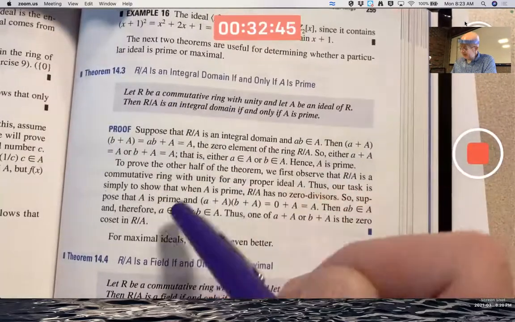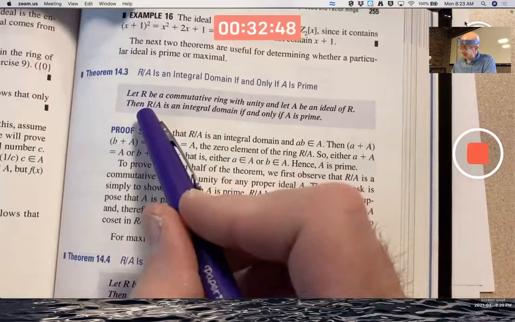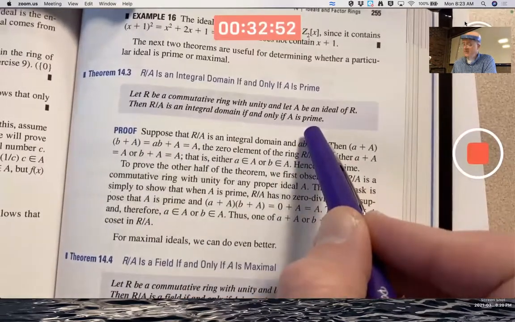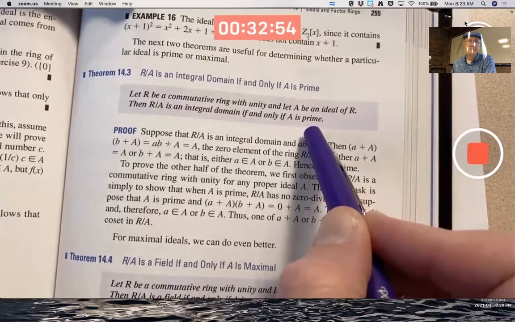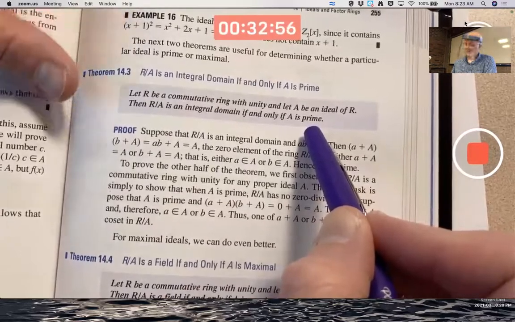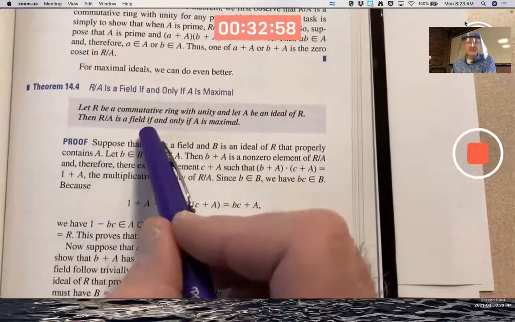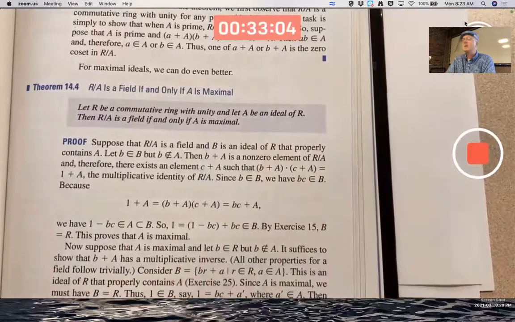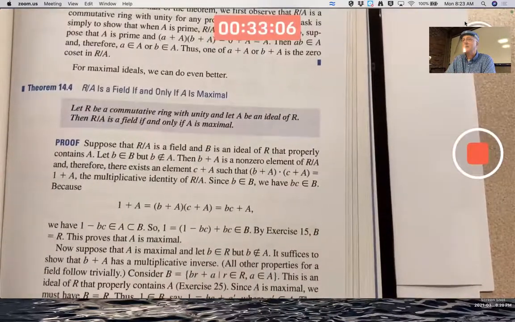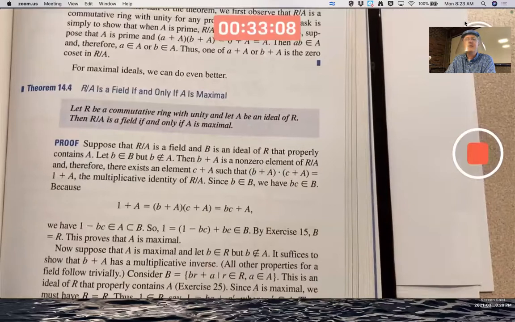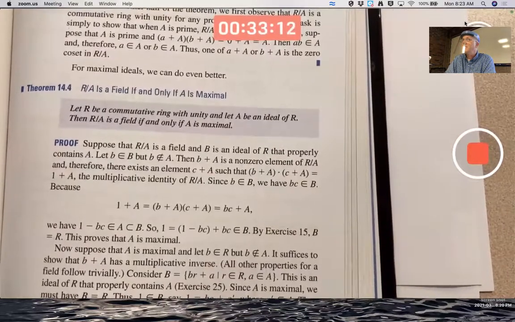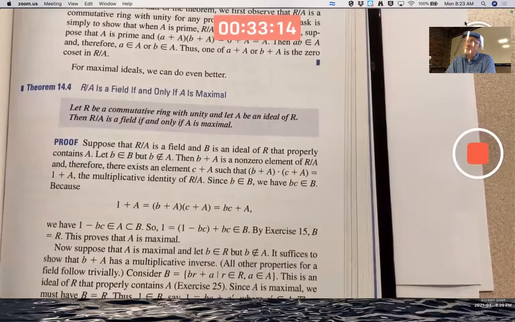In such a ring, when the factor ring is an integral domain, that's equivalent to the ideal being a prime ideal. And when the factor ring is a field, that's equivalent to A being a maximal ideal. Though remember, last week we did talk about how finite integral domains are automatically fields. Do you remember that?